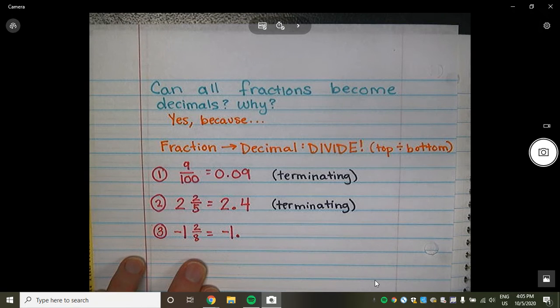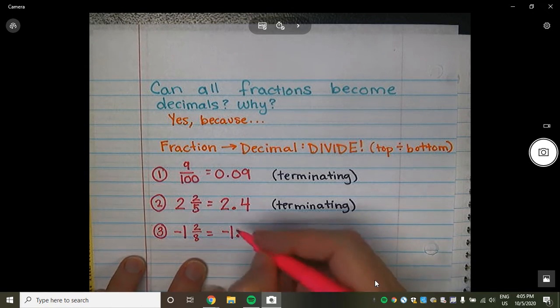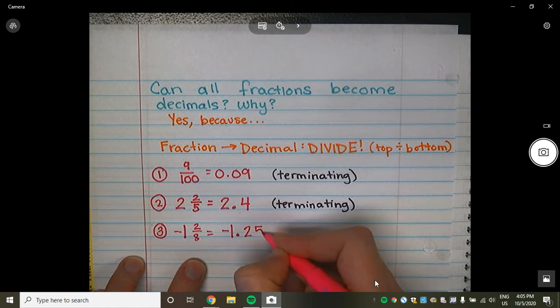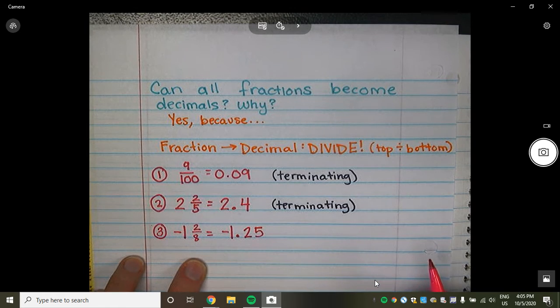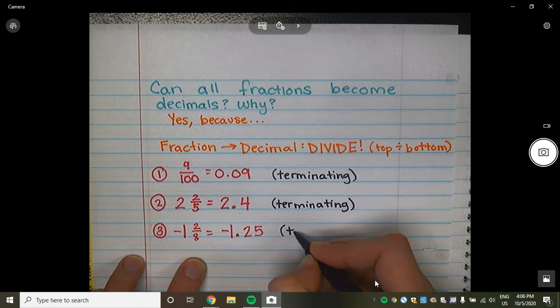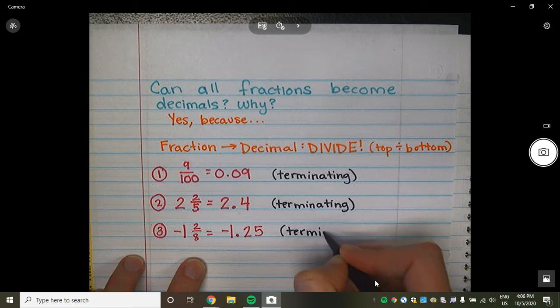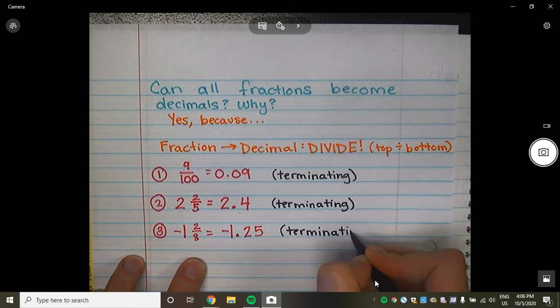And then when I do 2 divided by 8, I end up with 0.25, which is read as 25 hundredths. So 2 and 25 hundredths. Or excuse me, -1 and 25 hundredths. And again, this example is terminating. That decimal place ends.